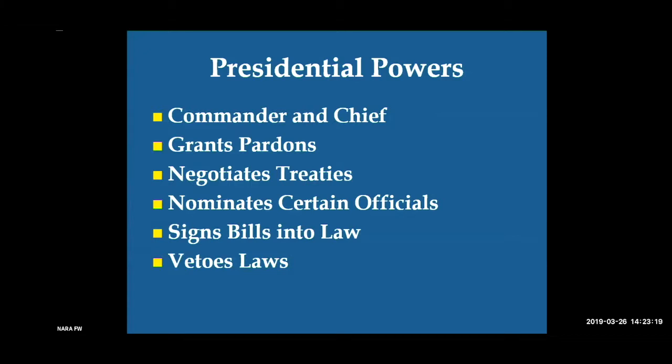Now, 2 important powers of the president that are defined in Article 1, Section 7 are the ability for the president to sign a bill into law or also to veto a law. This allows the president to either approve a law or to reject it, right? And this is a check and balance on the legislative branch, the executive branch actually checking the work or the actions of the legislative branch. So that's just an overview of those 6 powers of the presidency.